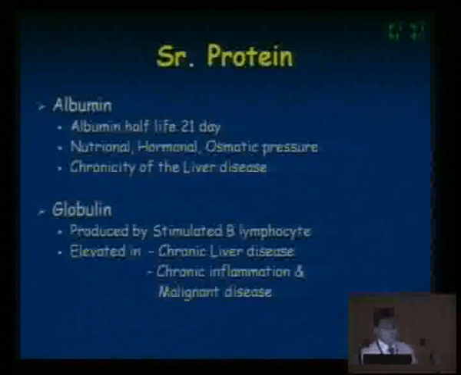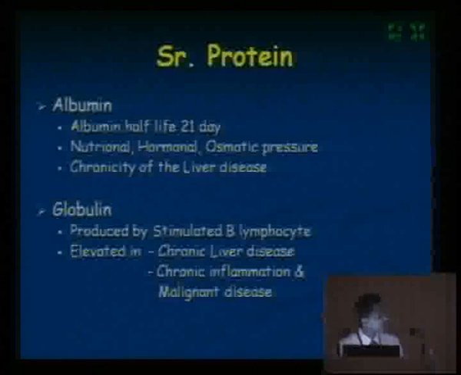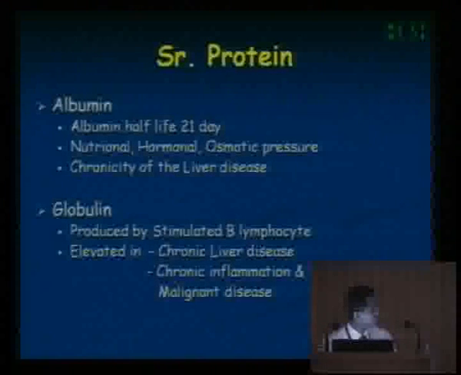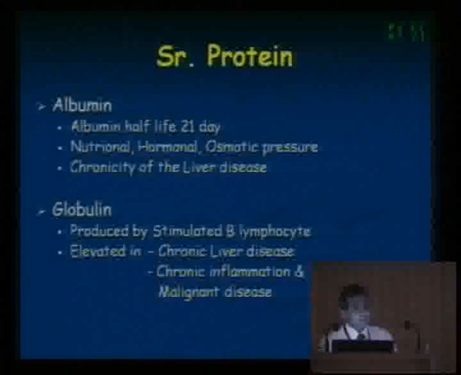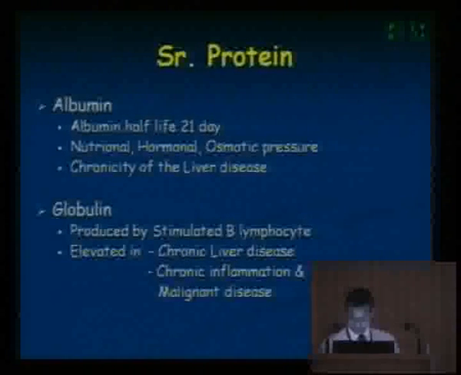And now coming to globulin, produced in stimulated B lymphocytes, elevated in chronic liver disease like autoimmune disorders, chronic inflammation and malignant infiltration.